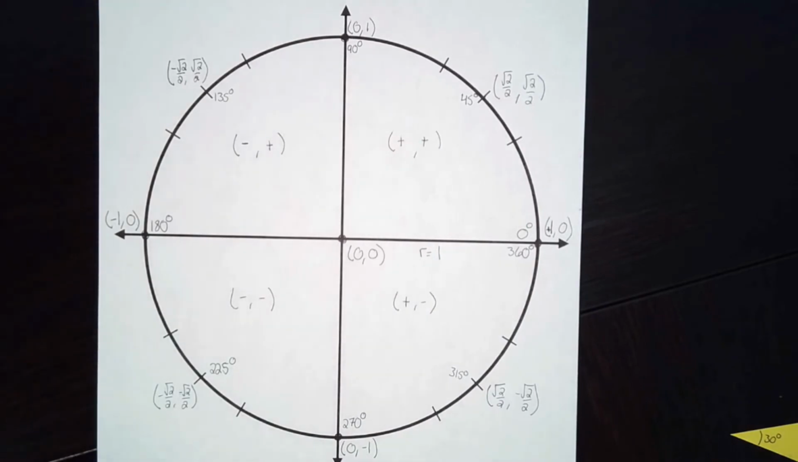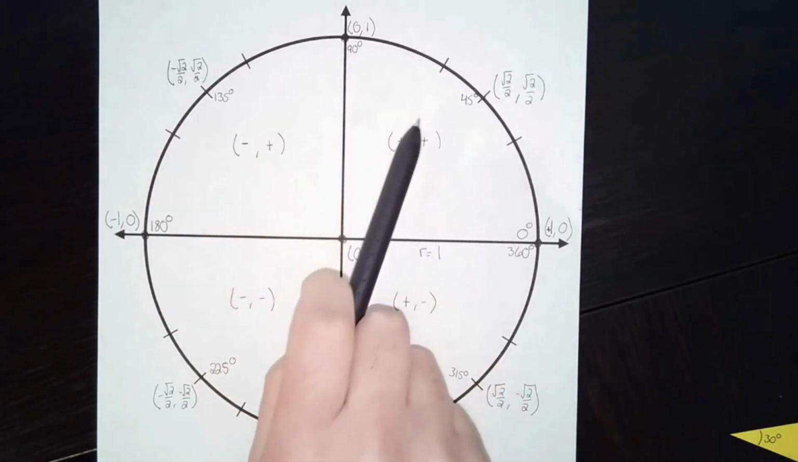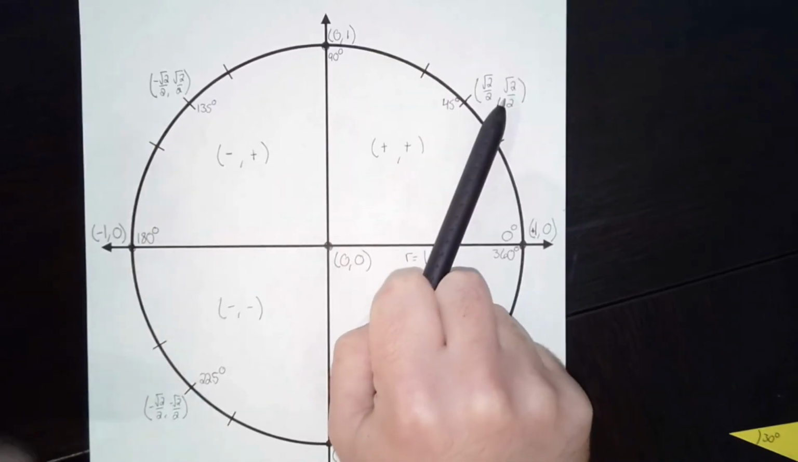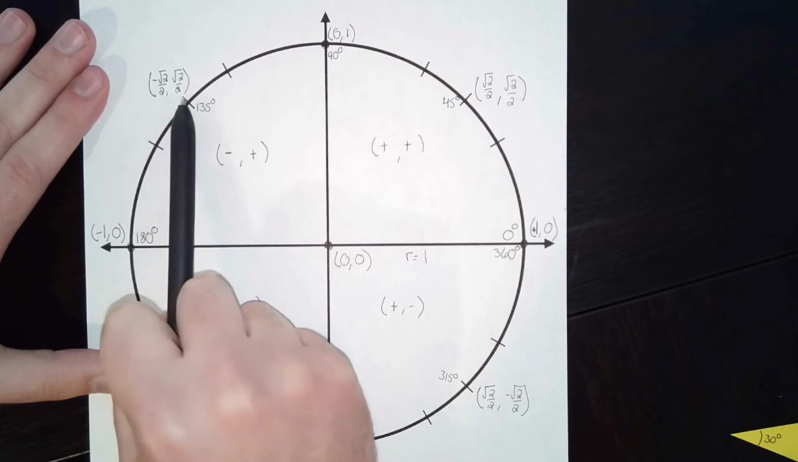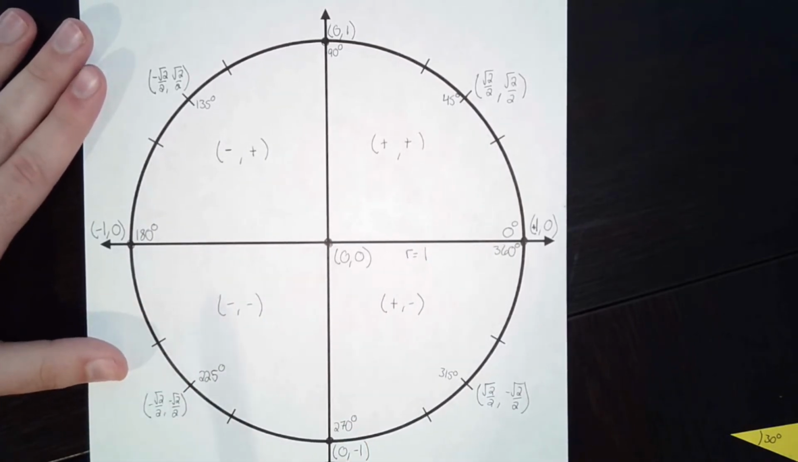The reason we label those is any coordinate that ends up in these should follow that same pattern. So like in my first quadrant here, both were positive. In quadrant 2, I had a negative x and a positive y, and that's going to follow all the way through as we go through our unit circle.